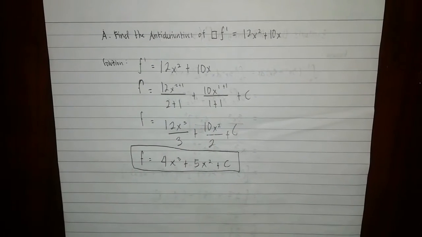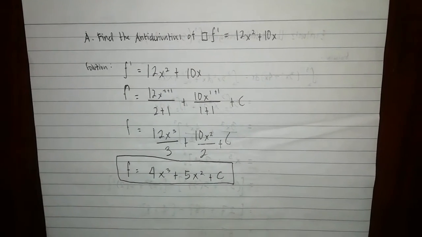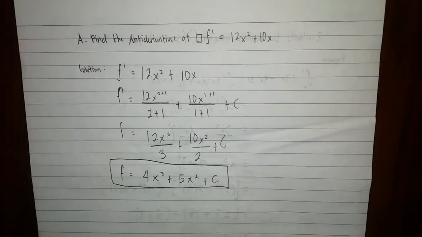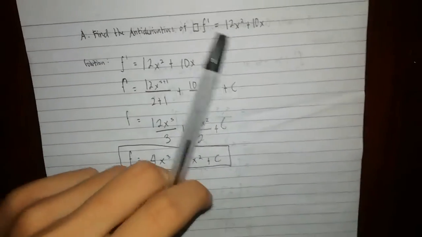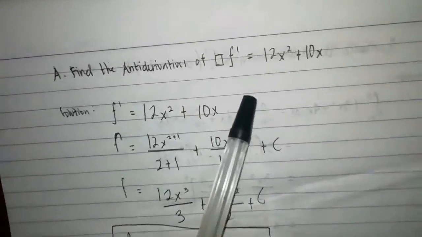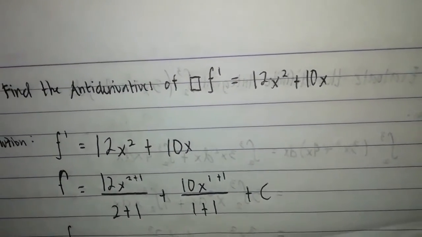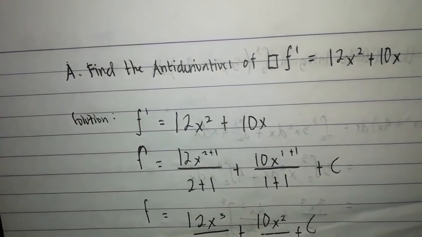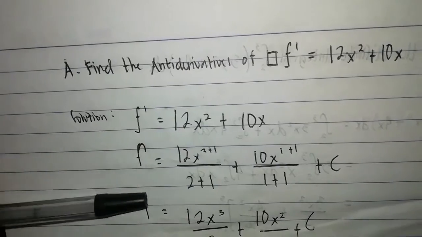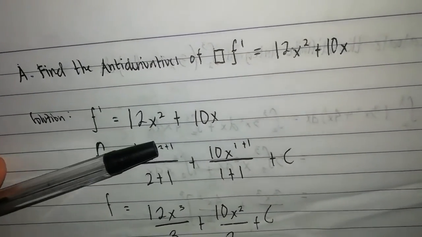So today we're going to explain antiderivatives and the definite integral. The first problem from antiderivatives asks us to find the antiderivative of f prime of x equal to 12x squared plus 10x. The first step is to write the given. So f prime is equal to 12x squared plus 10x.